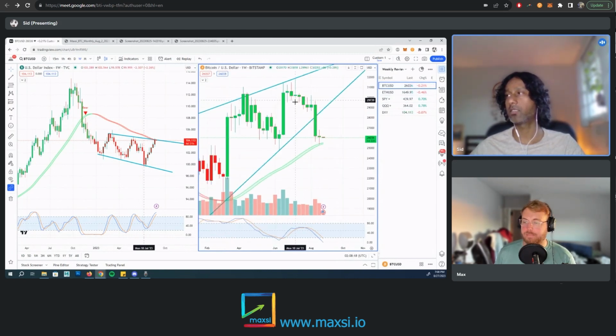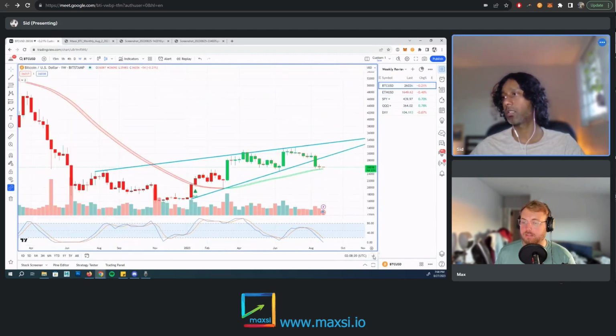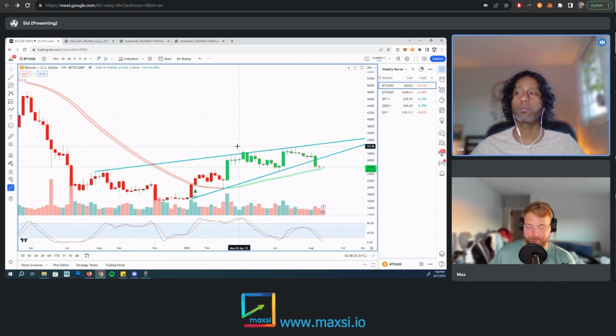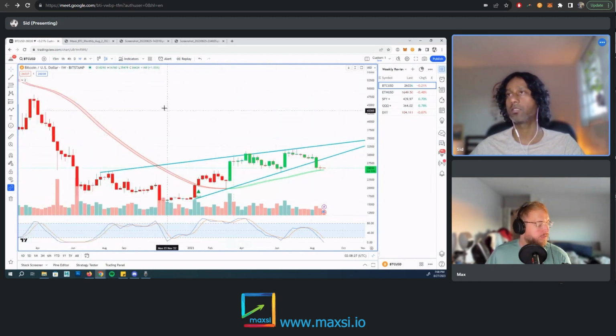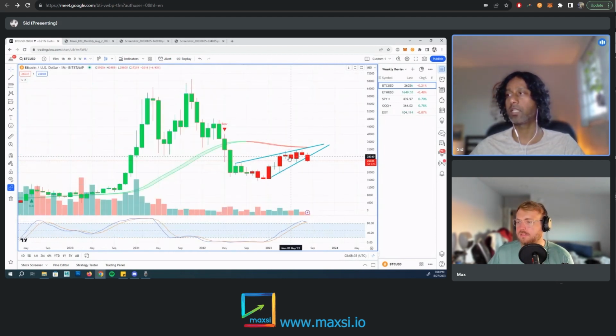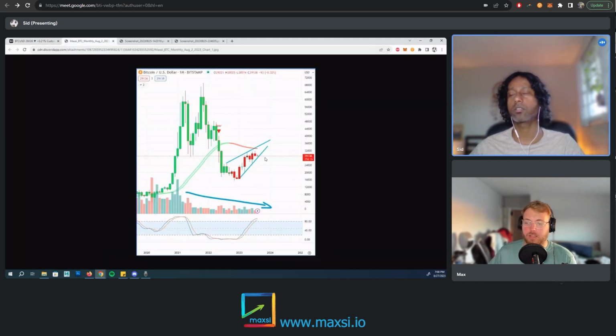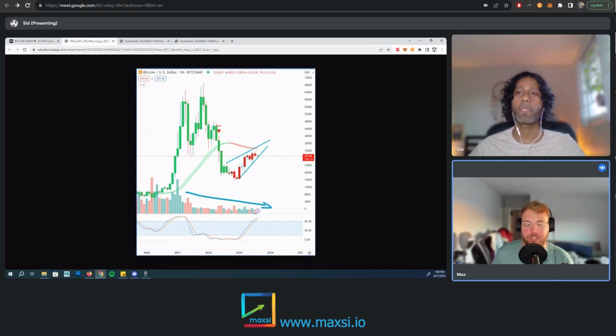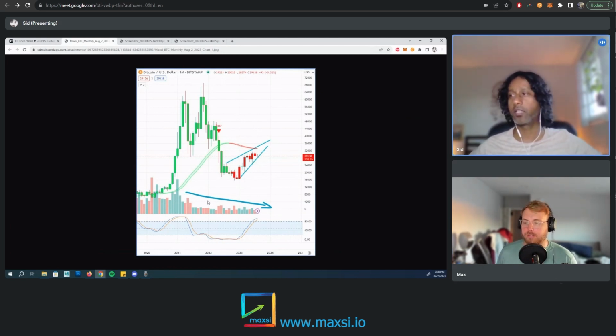So I've changed the ticker to Bitcoin here. We talked about this last time: it's very clear on the monthly, if I change to the monthly chart, that it's been in a rising wedge, which is typically bearish. Here's the chart that we shared. A rising wedge with falling volume, so we got a bearish divergence, where you can see volume going down but price grinding up.